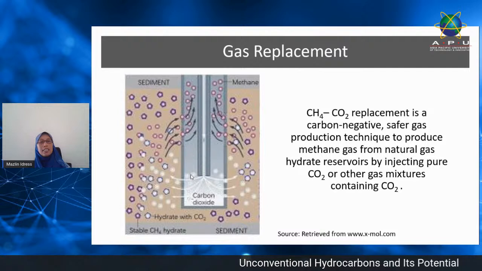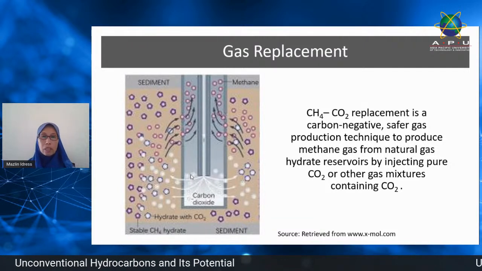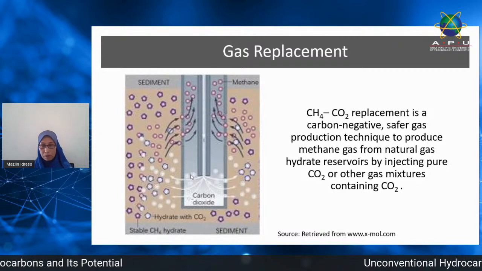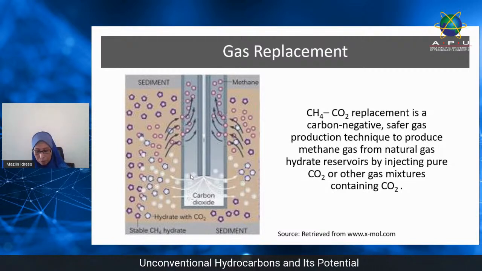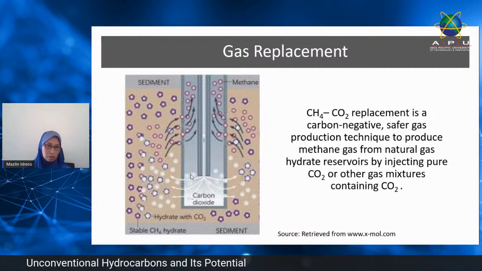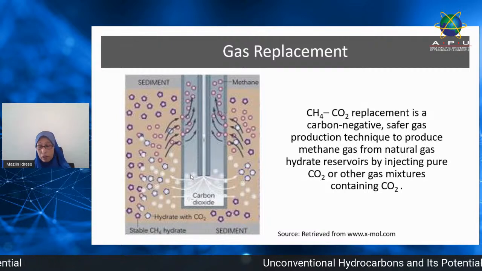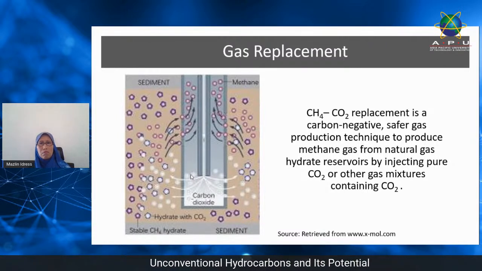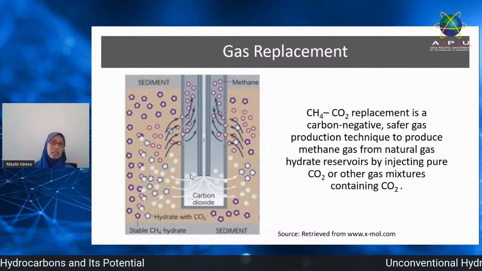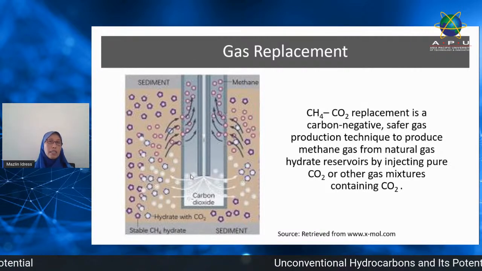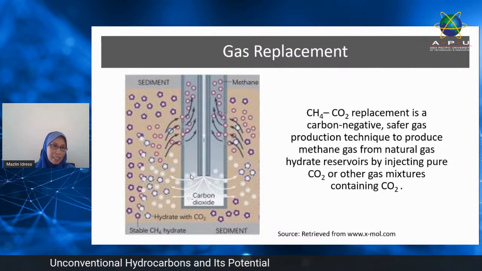Okay, and the last method, and this is a new method that is being researched quite extensively nowadays, because we have issues with carbon dioxide. Our fields are producing a lot of carbon dioxide, so we are producing sour gas now instead of sweet gas. So this is basically an alternative method, that we can actually do two things at once.